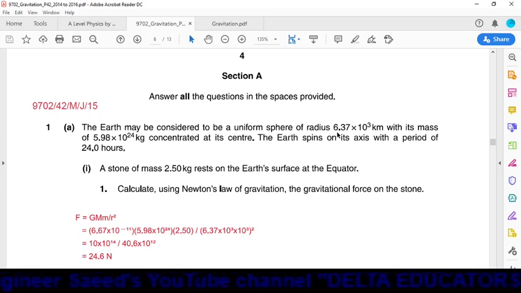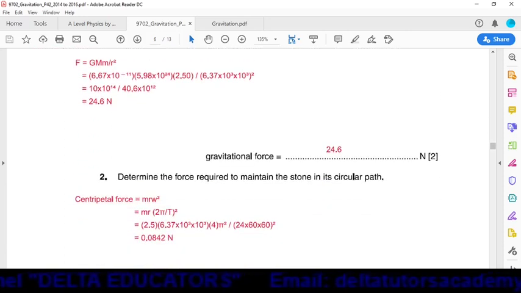Okay, this distance is also given, but the distance is in kilometers. We have to convert this kilometer into meters. To convert kilometer into meter, we have to multiply this distance by 10 power 3. So we can say the distance in meters is equal to 6.37 into 10 power 3 into 10 power 3. In the formula it is squared, so by taking the square and solving this value we will get the answer 24.6 Newton. The unit of force is Newton, so our answer is 24.6 Newton.